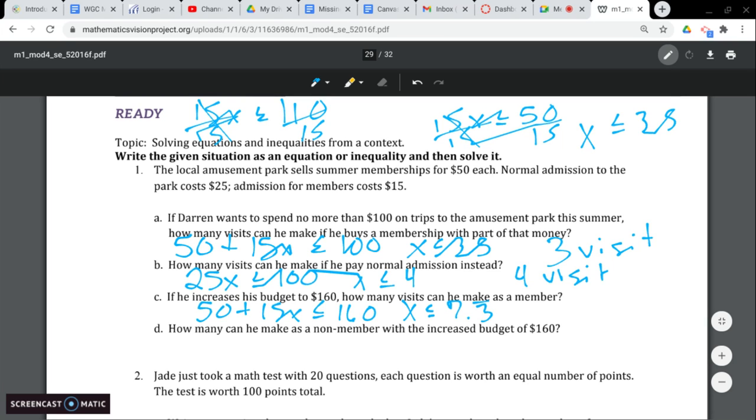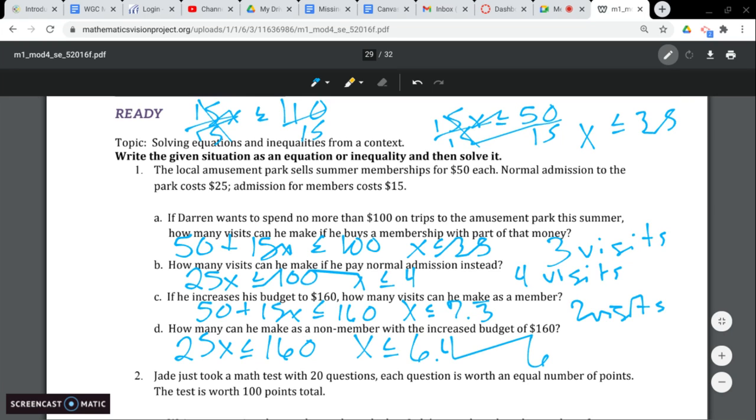Can he go a third of a time? No, he can't. So he can go 7 visits total. Now, same thing for D. How many can he make as a non-member with the increased budget? So 25x is less than or equal to 160. We take 160 and divide it by 25, and we end up with x is less than or equal to 6.4. So we could take 6 visits.